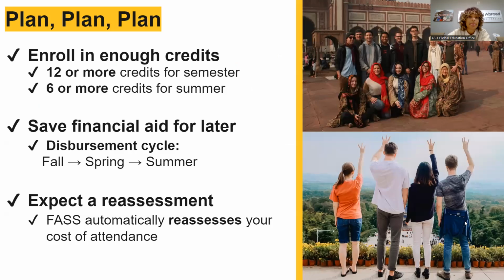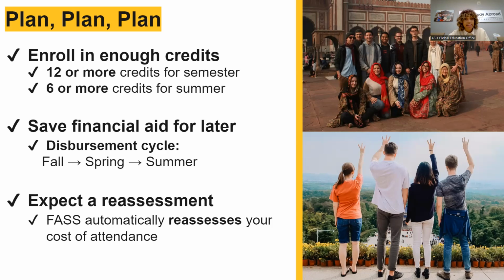So again, we want to encourage planning early. We always encourage students to enroll full-time at ASU while they are participating on one of our programs. So 12 credits or more for a semester or 6 credits or more for a summer program. And this is because most financial aid and scholarships and grants are contingent on students staying full-time. So just become familiar with the requirements of your scholarships. I know there are some students who have to be enrolled in 15 credit hours every semester to keep their scholarship. So just make sure that you are meeting the requirements for your scholarships and financial aid.